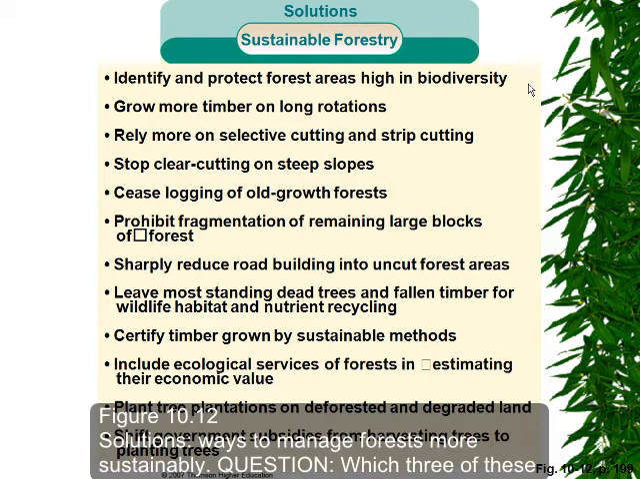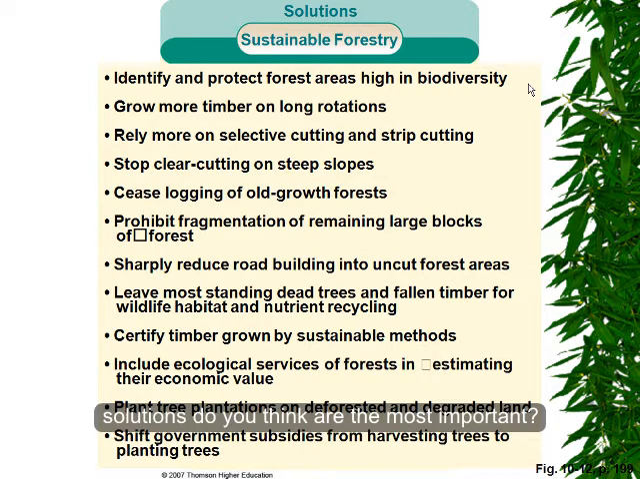Keep and protect some forest areas so we keep that biodiversity. Make sure that you're rotating through so that we have more timber available on longer rotations. We're getting those old growth trees. Rely more on the selective and strip cutting as opposed to just taking everything. We don't want to clear cut in the steep slopes because that causes crazy erosion and much more problems in the long run. We want to keep those old growth forests, so stop logging there and then just take what we've already harvested, replant, and take again.